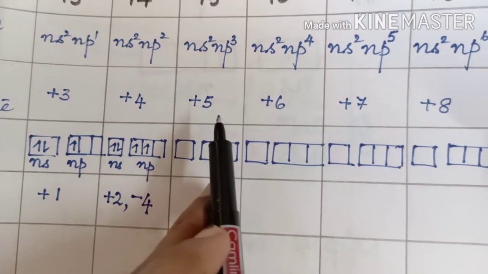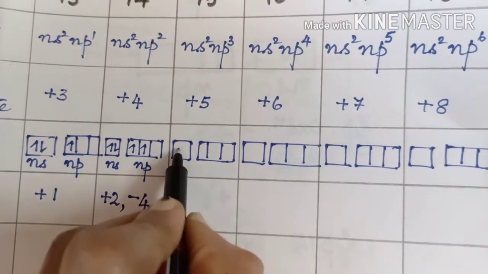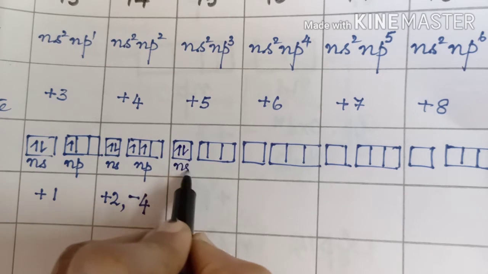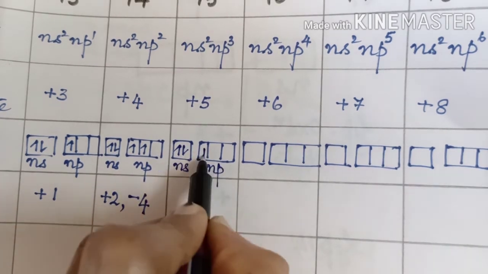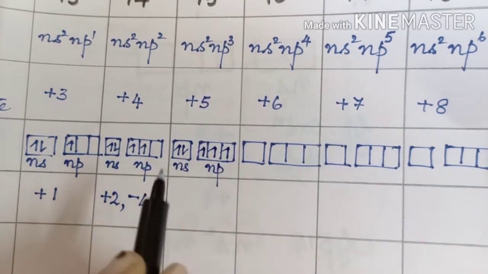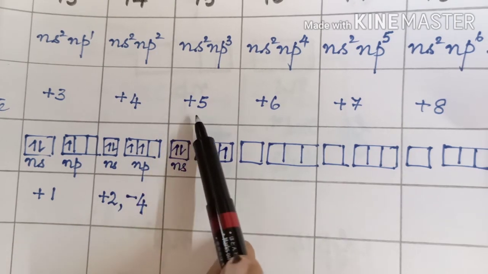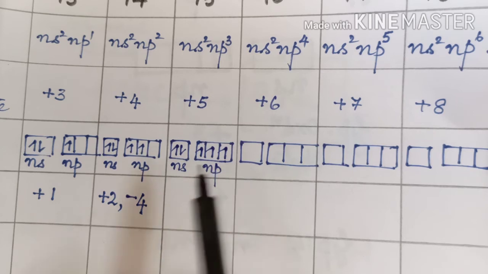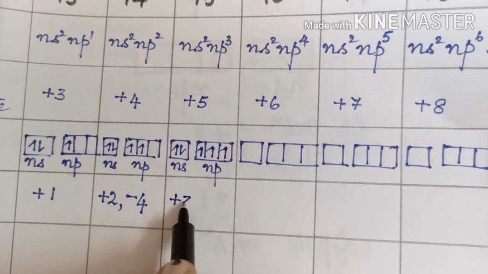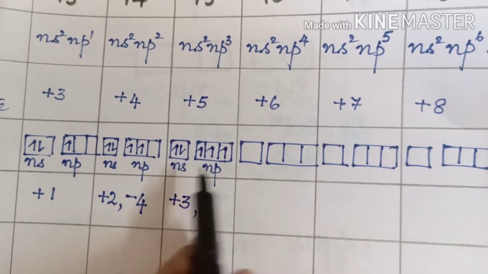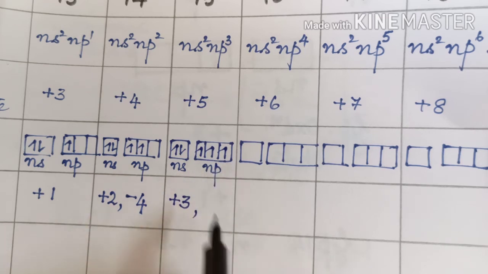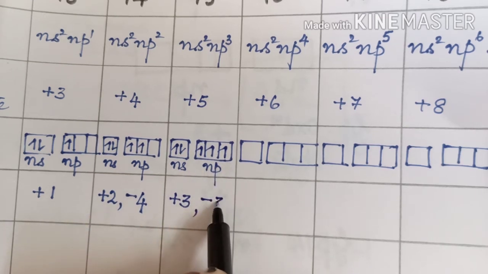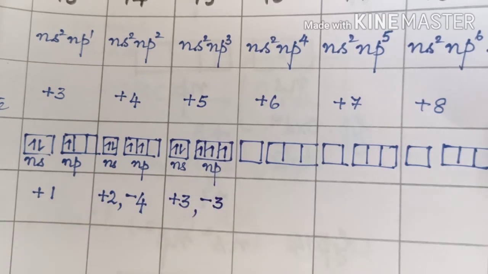Coming to group 15, we have ns2, np3. So what are the possible oxidation states? By losing all the 5, it becomes stable. By losing 3, it becomes stable, that is +3. It can also become stable by gaining 3, that means it can also have -3 oxidation state.